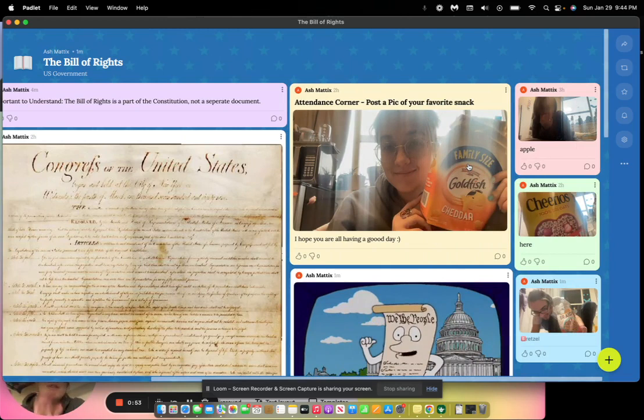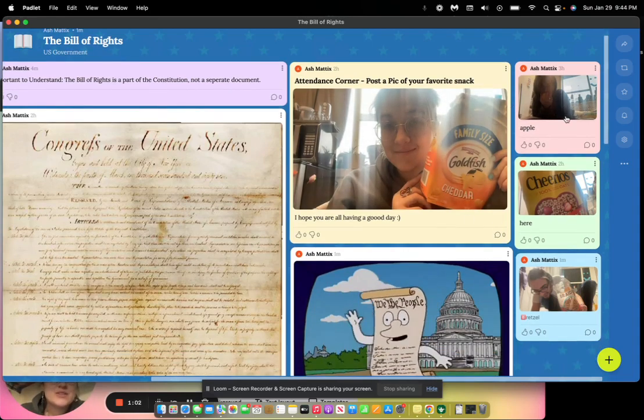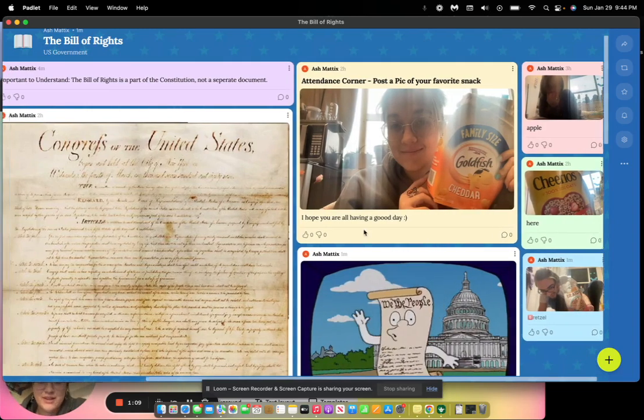I also would have them do a little fun thing since it's asynchronous and I'm trying to engage them for attendance. So I had them post a picture with their favorite snack. These were my examples. I have me holding an apple and a Cheerios box, and my partner with some pretzels we have.